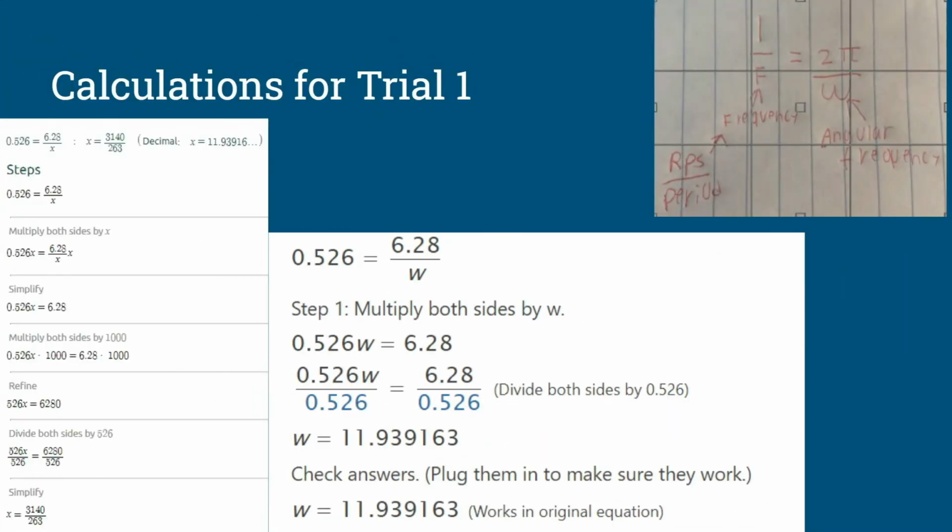As you can see, we utilized a prior equation in the lab to find the angular frequency. 0.52 represents 1 over frequency simplified, while 6.28 represents 2 pi. To get w by itself, we multiply w onto the side to the left and divide 0.526 onto the side to the right. This results in an angular frequency of 11.94 radians per second.